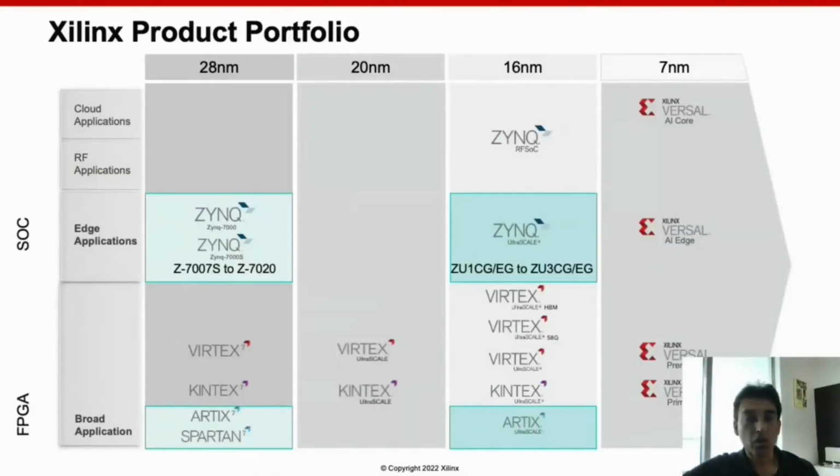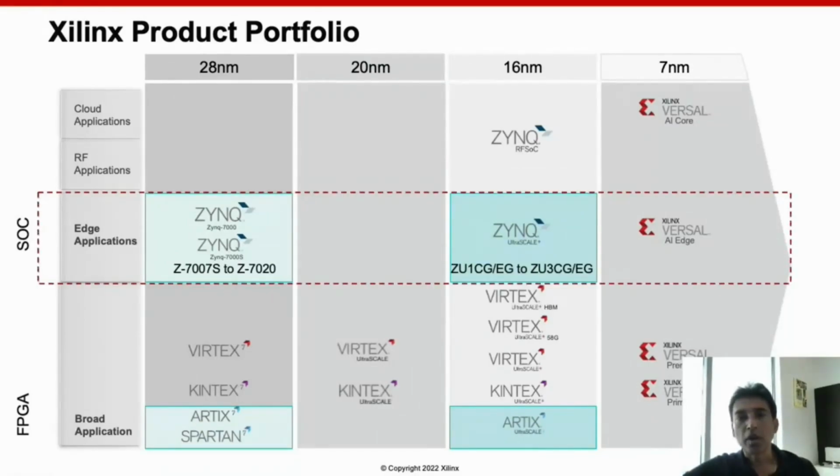Here are all our products, our pure FPGAs and our SoCs, starting from the 7 series, 28 nanometer products to our newest family called Versal in 7 nanometer. The horizontal bar in the center shows the different applications, basically which products really apply to edge applications, RF, cloud, and a broader set of applications.